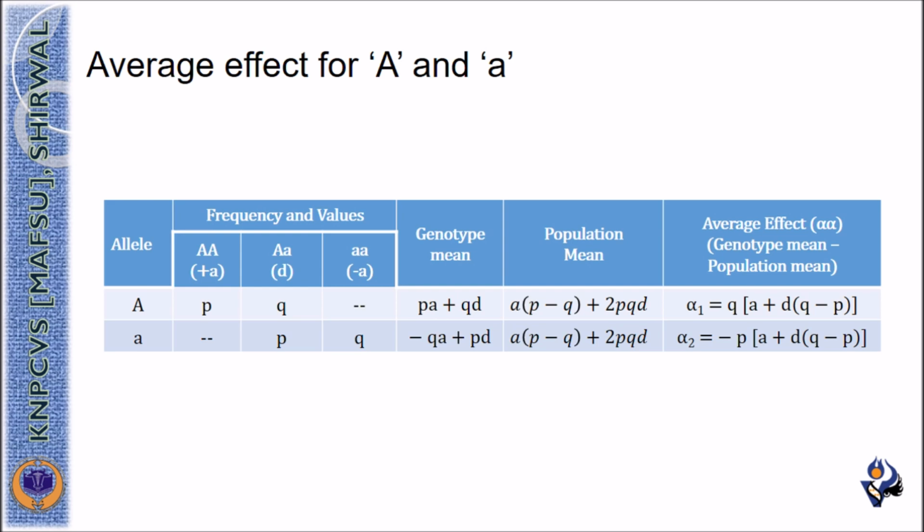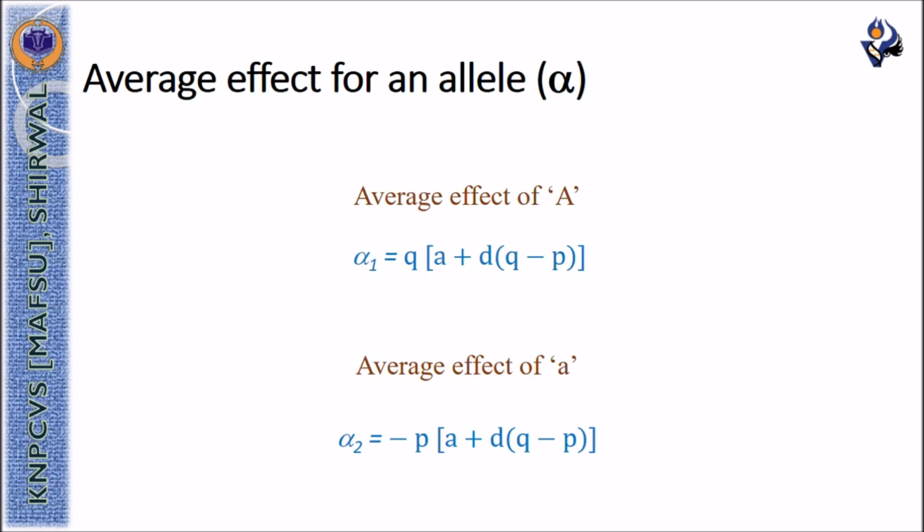On similar grounds, the average effect for the recessive allele can be calculated using the formula minus p multiplied by [a plus d(q minus p)], as shown in this table. Here you can see the formulas for calculation of the average effect of the dominant capital A and recessive small a alleles.